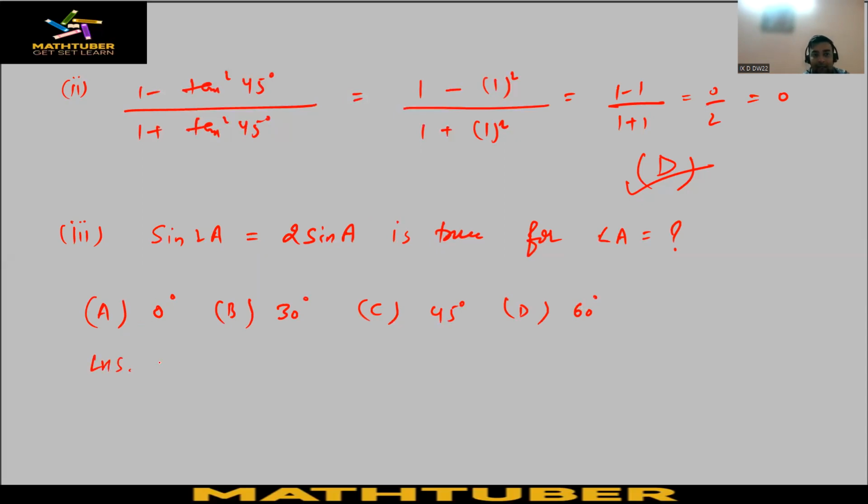So if we take LHS here, sine 2 into 0 degree will be equal to sine 0 degree, which is equal to 0. And similarly take RHS here, 2 into sine 0 degree, which is equal to 2 into 0, which is equal to 0. As you can see, LHS and RHS are equal for A equal to 0 degree. So this is the correct option, and other parts you don't have to check if you are getting the correct answer from the first part only. So then you don't have to check the other parts.